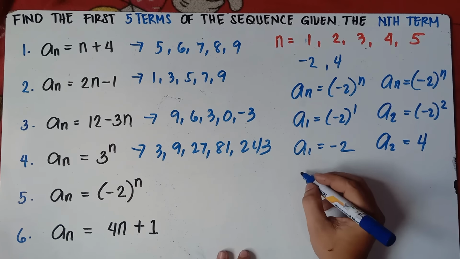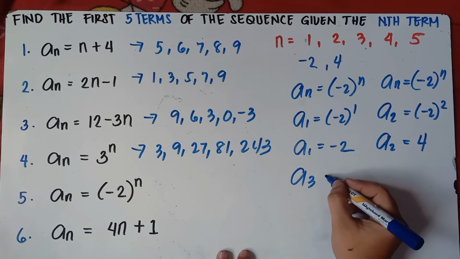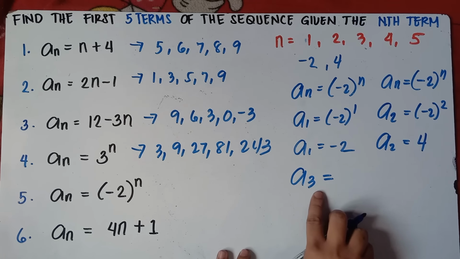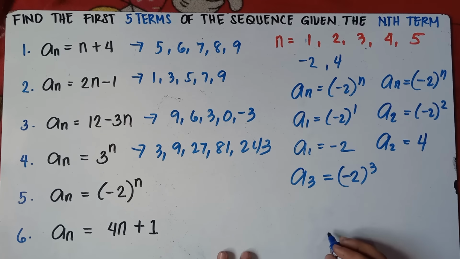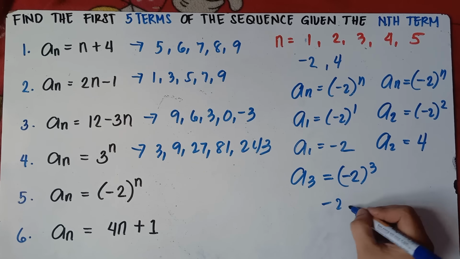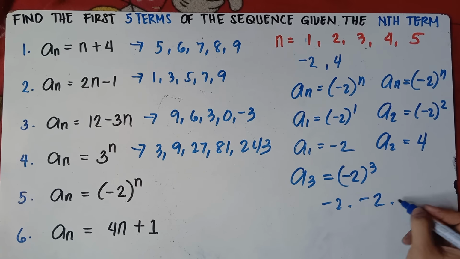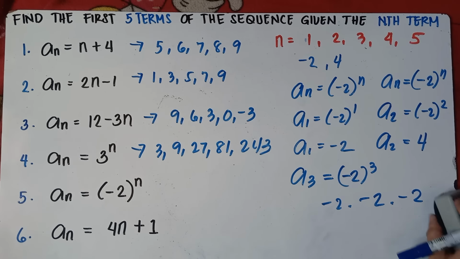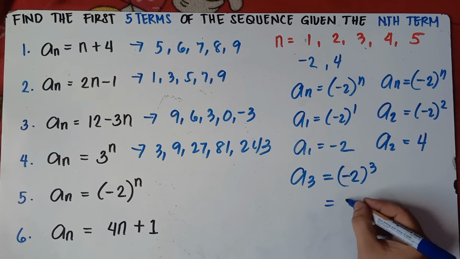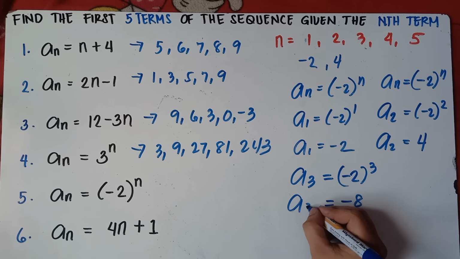Alright, so let's have a sub 3. We don't have enough space, so let me just write it directly. A sub 3 is negative 2 raised to the power of 3. So it means negative 2 times negative 2 times negative 2. Negative 2 times negative 2, that's positive 4. Times negative 2, that's negative 8. So a sub 3 is negative 8.